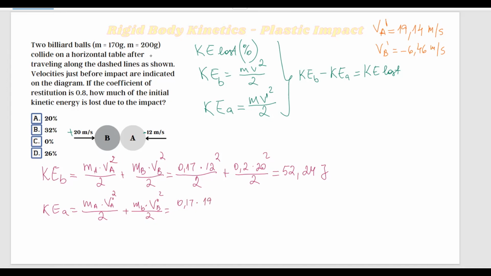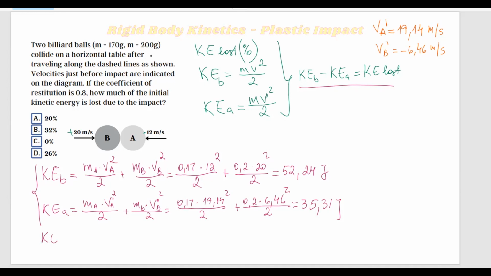I have 19.14 squared over 2 plus MB, 0.2 multiplied by velocity of 6.46 squared over 2. And this is going to give you a kinetic energy after the impact of 35.31 joules. And now we have to take the difference of these two.